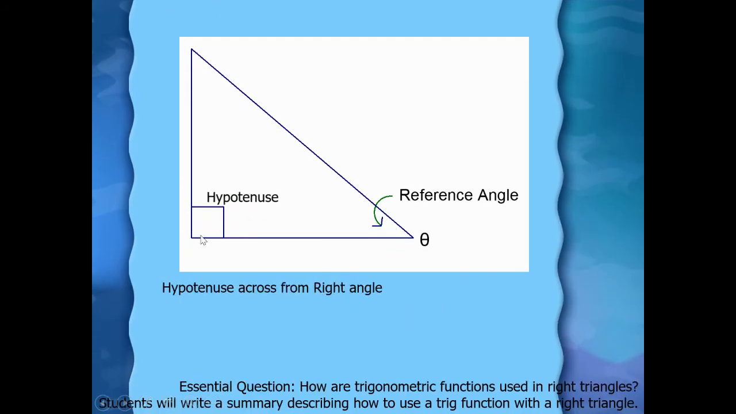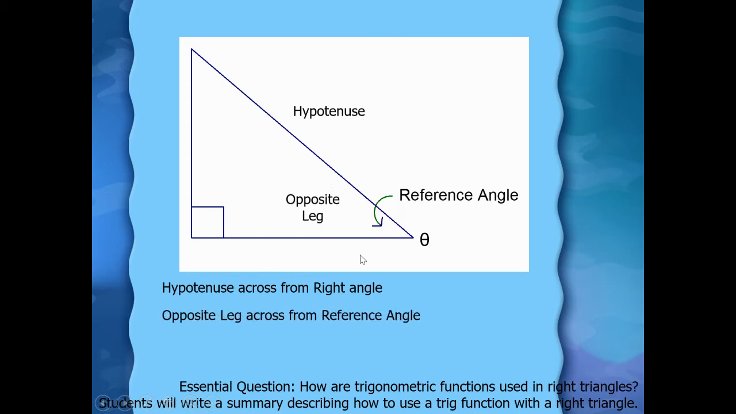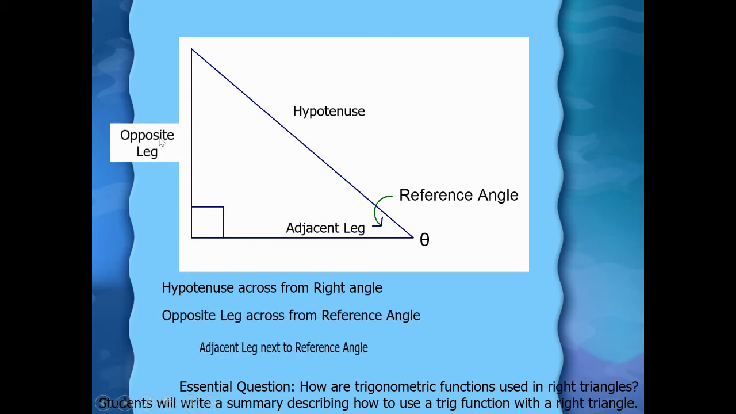All right, so the hypotenuse, notice it's across from the right angle. The opposite is across from the reference angle, and the adjacent is next to the reference angle. So you're going to need to know that. And if you didn't catch the animation, rewind it, okay?